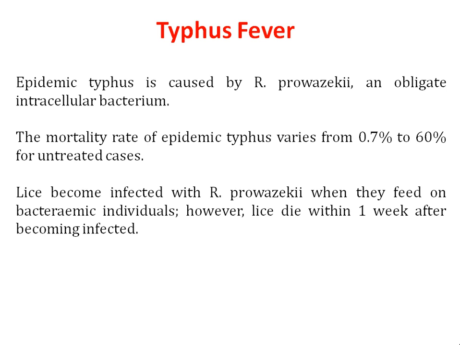The mortality rate of epidemic typhus varies from 0.7% to 60% for untreated cases. If untreated, the people will die, so the mortality percentage ranges from 0.7% to 60%. The lice become infected with Rickettsia prowazekii when they feed on bacteremic individuals. However, the lice die within 1 week after becoming infected.